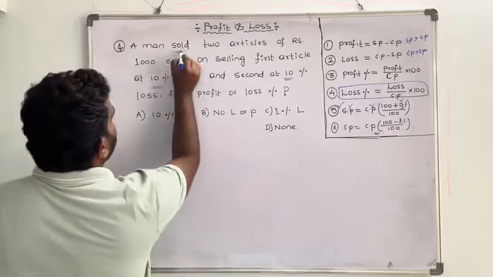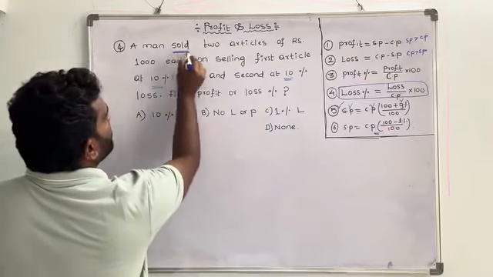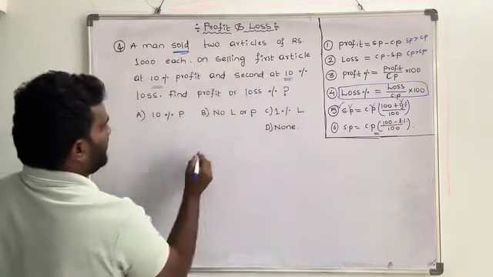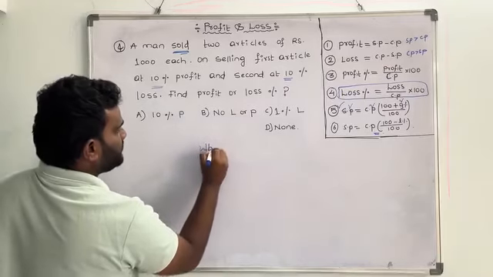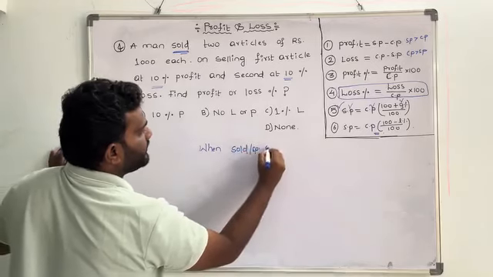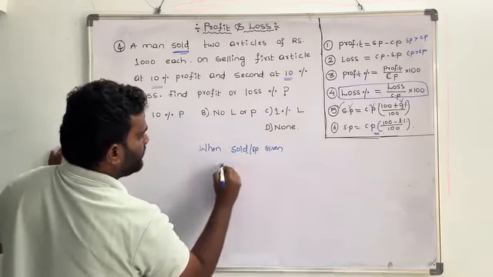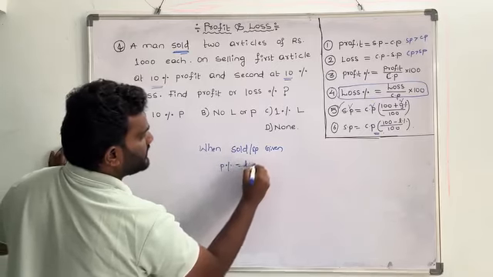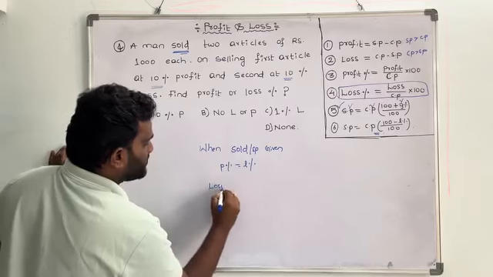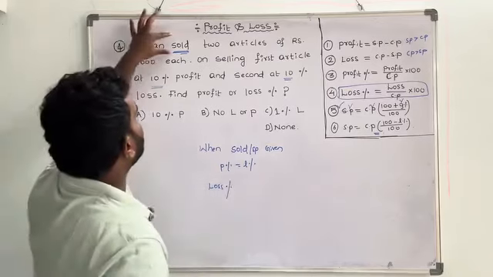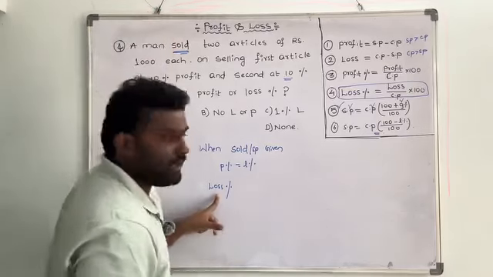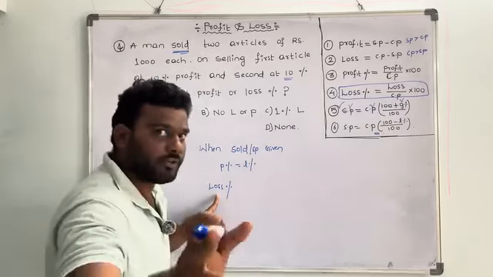See, whenever sold or selling price is given in the first statement and the profit and loss percentages are equal, I will write here: when sold or selling price is given and profit percentage equals loss percentage, then always the person will get a loss percentage only. Whenever it is a selling price or sold, the answer will always be loss percentage. Remember that in your mind.